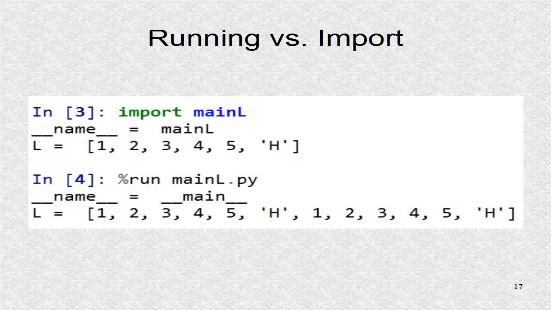17. Depending on how the program is executed, the variable __name__ will be either the name of the module or the string __main__. Thus in modules, we usually have tests like if __name__ equals __main__, and have some test code which is only run if the module is directly run. You can see that L keeps on extending, as the statement L equals empty list did not run. This is because import only takes place once.